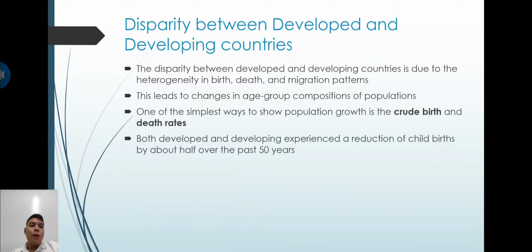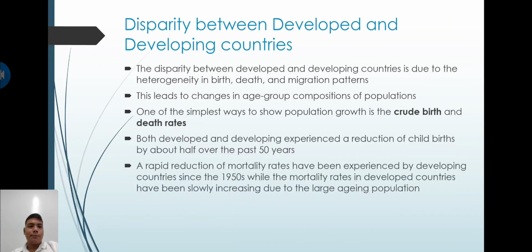Both developed and developing countries experienced a reduction of childbirths by about half over the past 50 years. So both developed and developing countries experienced lowered birth rates. The rapid reduction of mortality rate, in other words, rapid reduction of death rates, has been experienced by developing countries since the 1950s, while mortality rates in developed countries have been slowly increasing due to the large aging population. So there's a difference between the developed and developing.